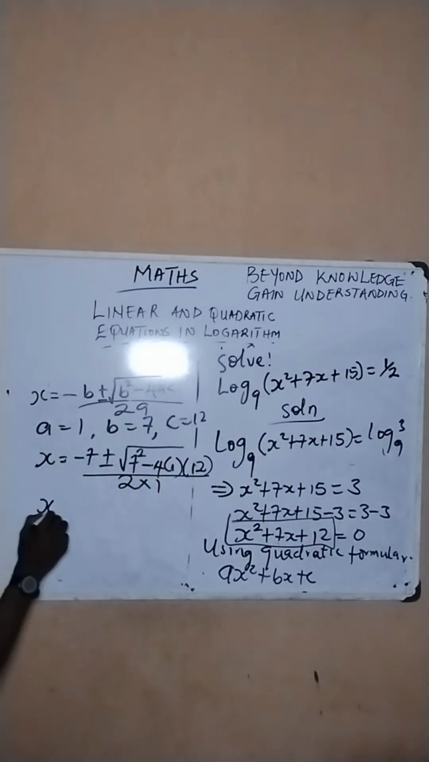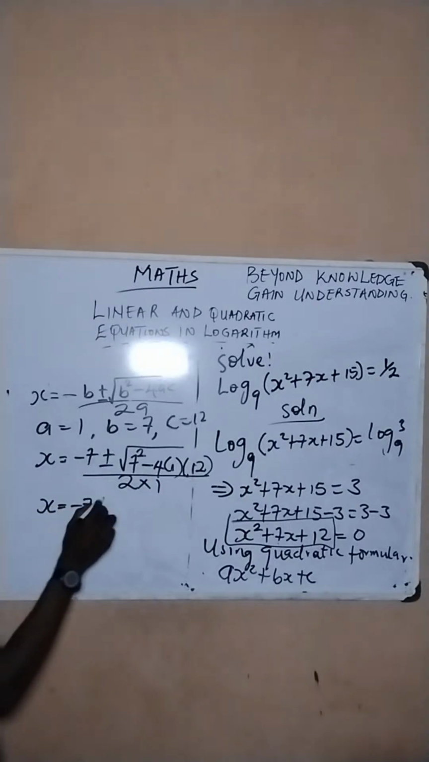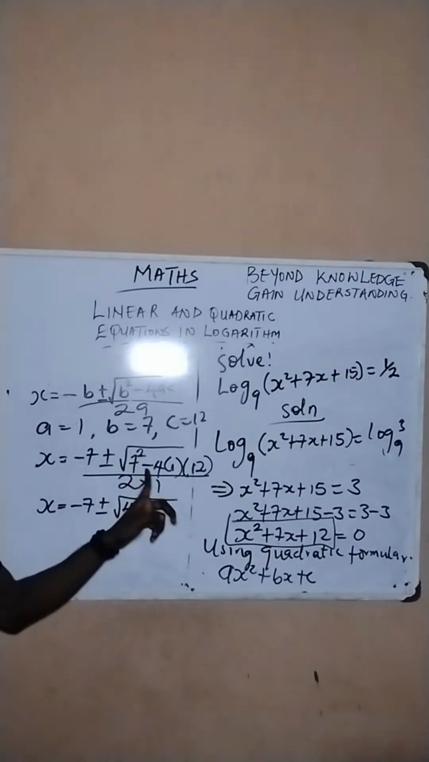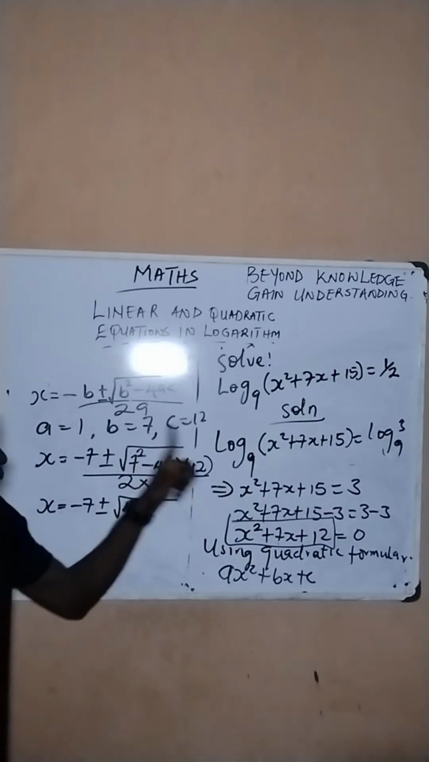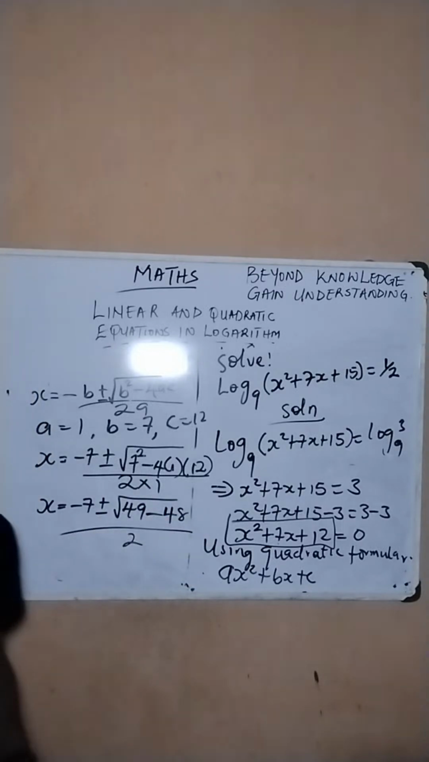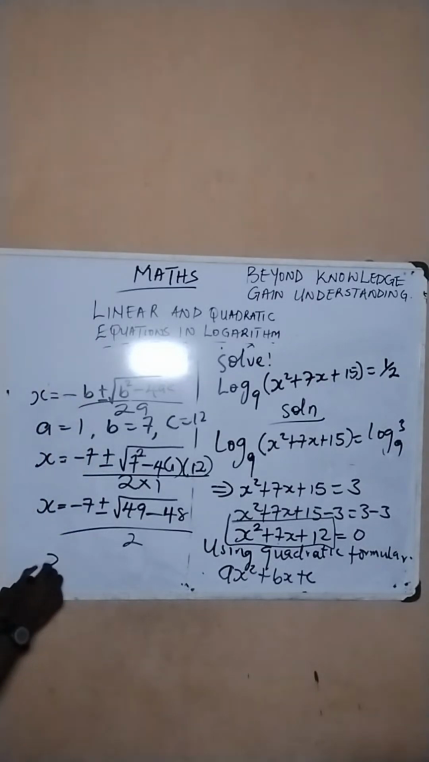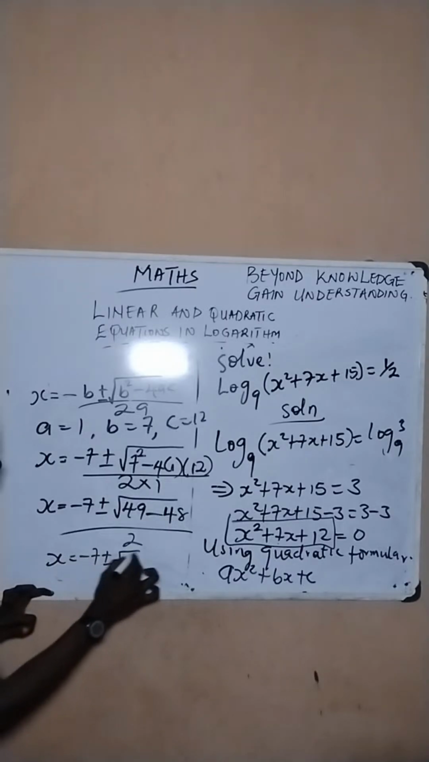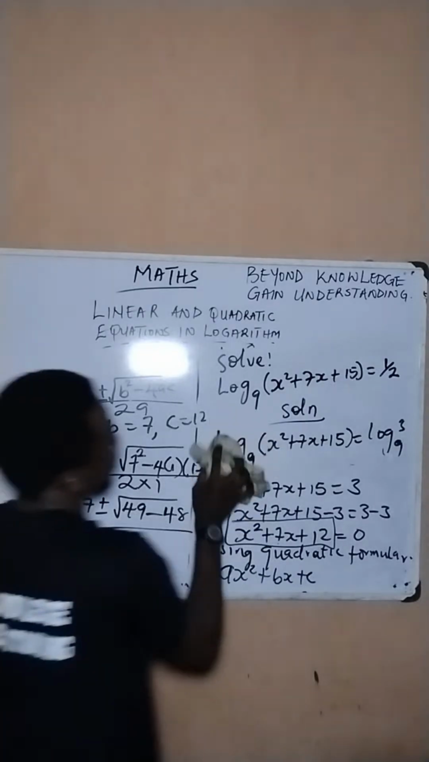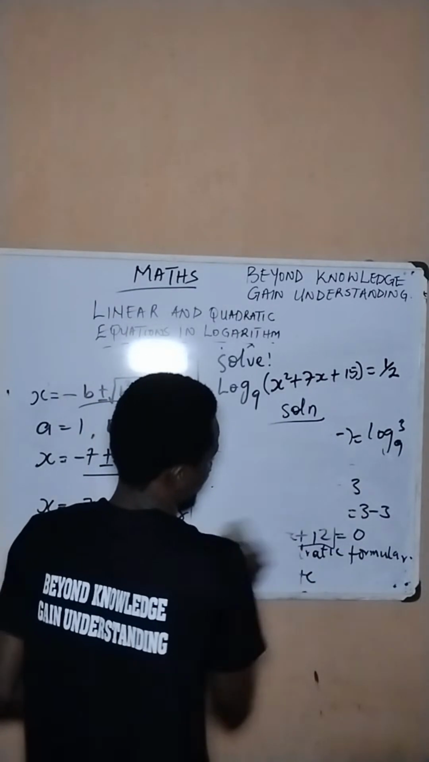So what I will have is going to give us that x is equal to negative 7 plus or minus square root of 7 squared is 49. Negative 4 times 1, negative 4. Negative 4 times 12 is going to give us negative 48. All over 2 times 1 is 2. So we're still in the process of simplifying this. At this point, this is going to give us that x is equal to negative 7 plus or minus square root of 1 over 2. Yeah, because 49 minus 48 will give us what? 1. Now that we've gotten to this extent, what can we do? Well, let me clean this up and then we finish up here.